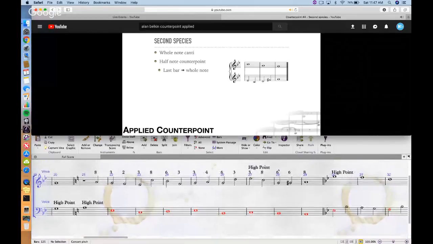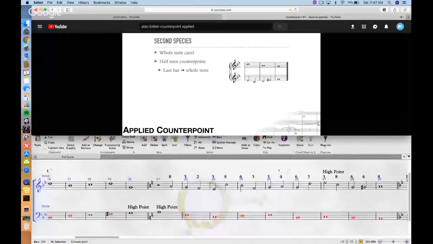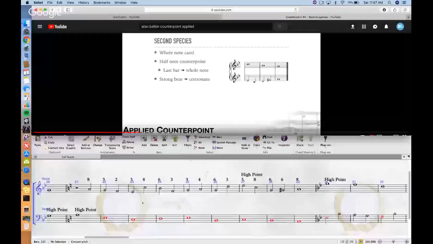The first note in every bar here should be a consonance, as in first species. Okay, so the idea here, it's just like first species, where the strong beats have consonances like I've written here. Here's a 6th, a 3rd, a 6th, a 3rd, a 6th, and an octave. Those are all still consonances.